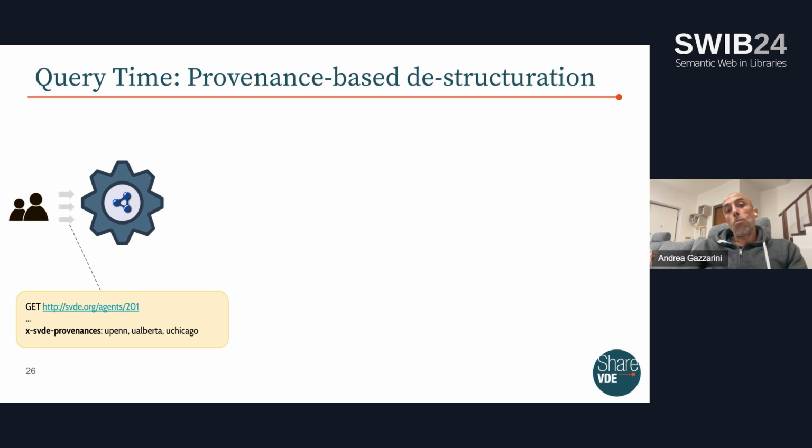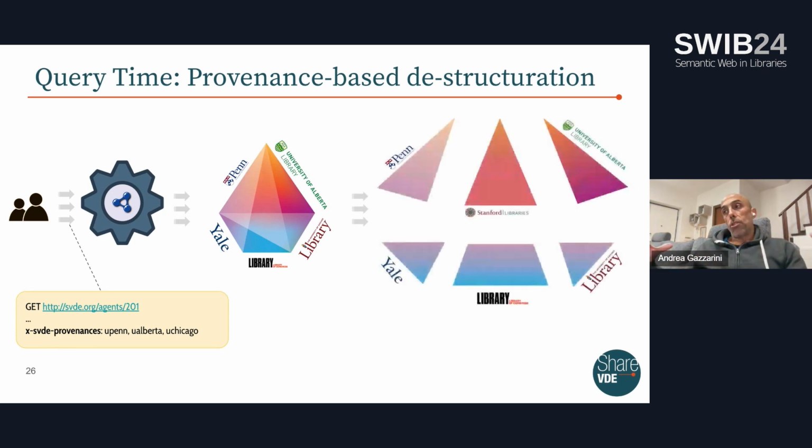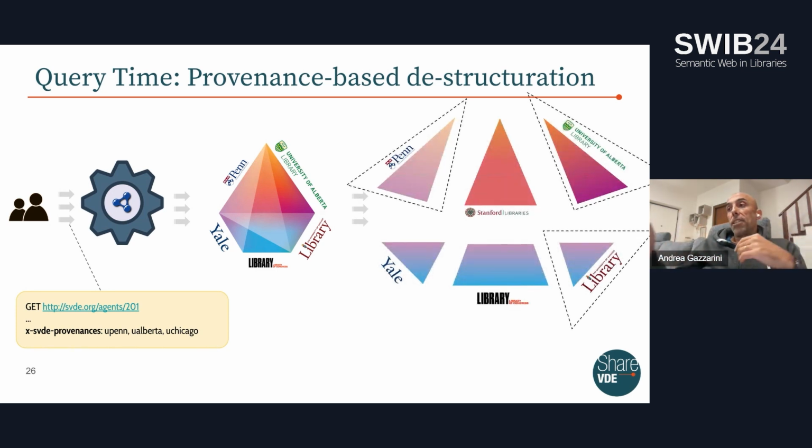So for example, here I want the RDF representation of agents 201, but only the contribution of the University of Pennsylvania, Alberta, and Chicago. And that's very easy because we know that the Share-VDE entity is a prism, but we are always able at any moment to destructure it. So it's just a matter of selecting the facets I'm interested in and returning to the client the RDF created using those contributions.